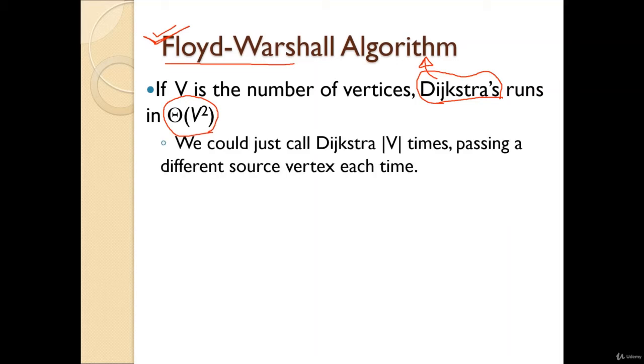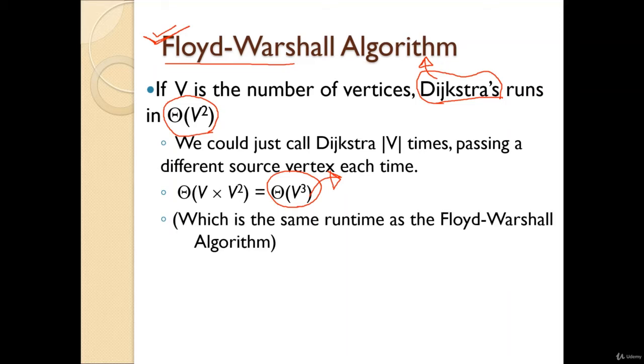Like we could just call Dijkstra V times, passing a different source vertex each time. What does it mean? Big O of V into V square equals big O of V cube. And this is the time complexity of the Floyd-Warshall algorithm.